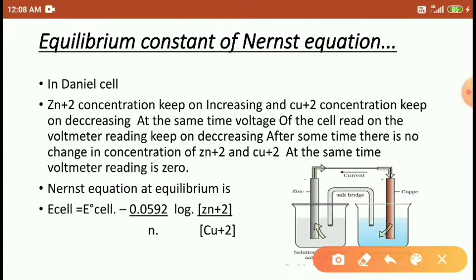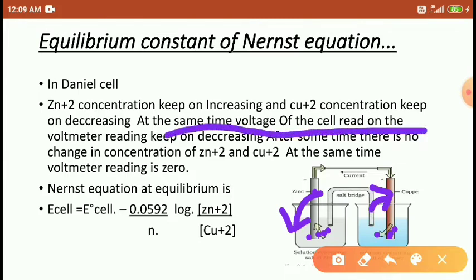So in this equilibrium, what happens? Before attaining equilibrium, zinc keeps on increasing in the solution. Zinc jumps into the solution as zinc ion, so the zinc ion concentration goes on increasing here. Copper ions move towards the copper metal, so the copper ion concentration in the solution goes on decreasing. Right, students?